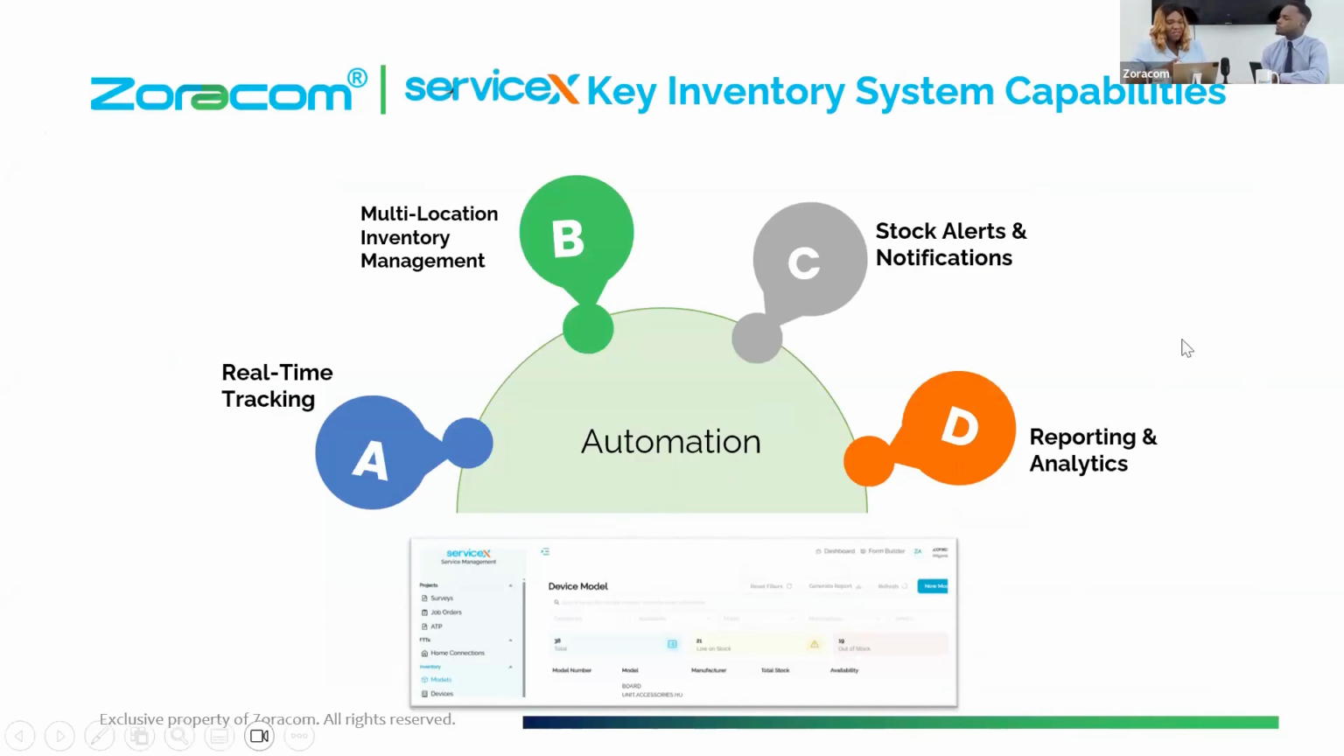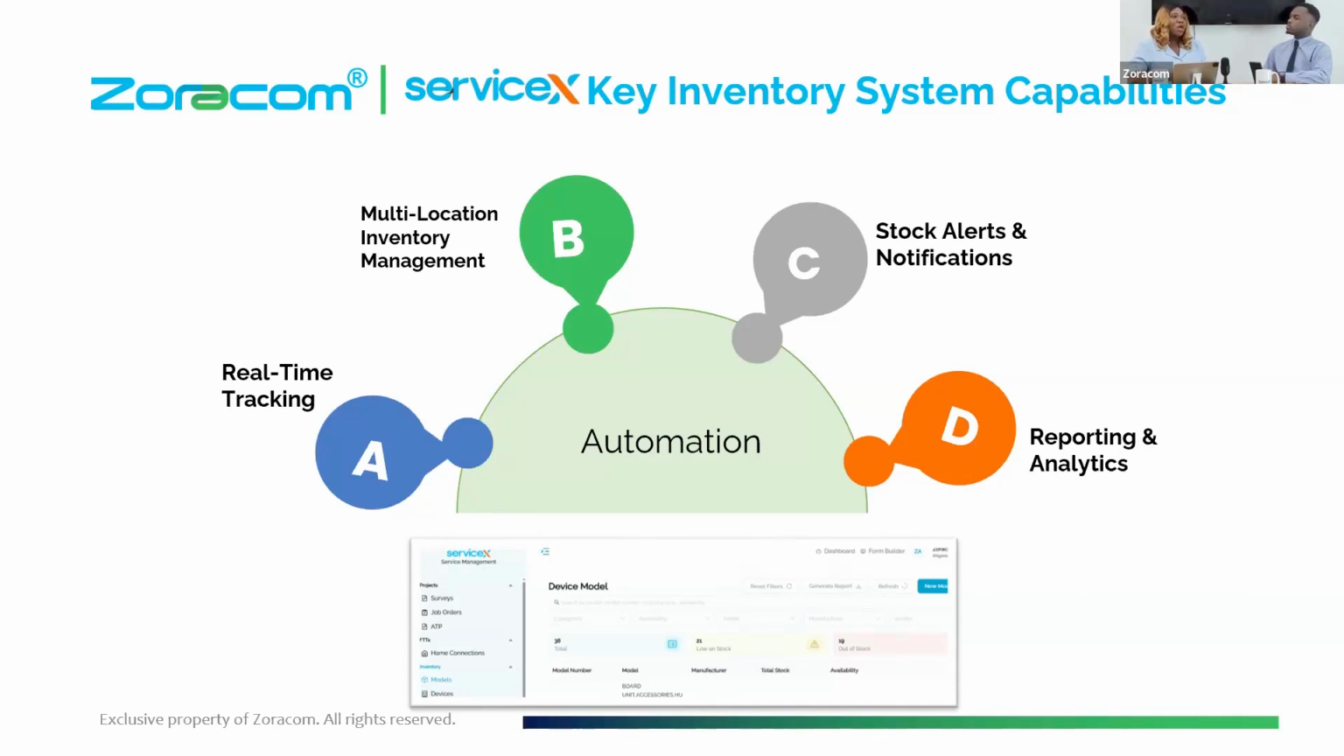So which, of course, will improve response time and service efficiency. Another thing is multi-location management, which is one of its capabilities. serviceX can allow organizations to manage their inventory across multiple regions or multiple branches, different centers, within a centralized system. You'll be able to track those assets in different regions, whereby you have clear visibility of what is available and where it is in those different regions.